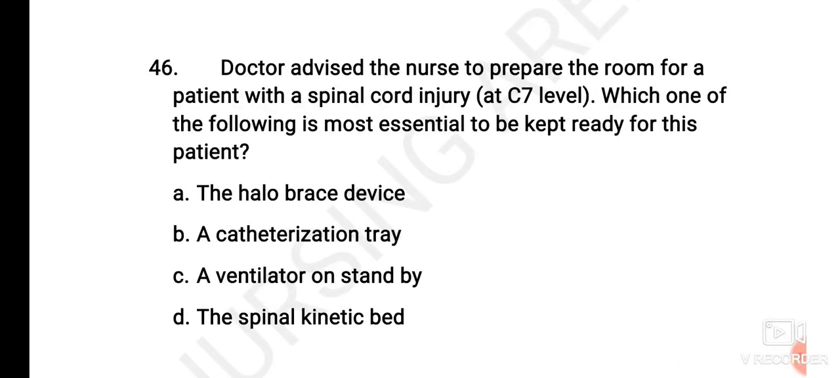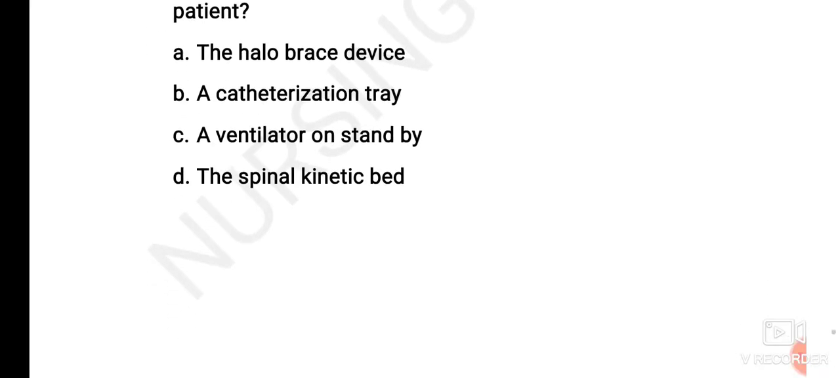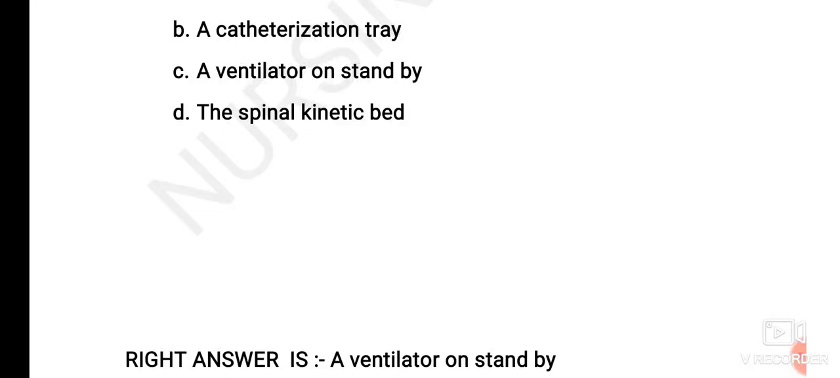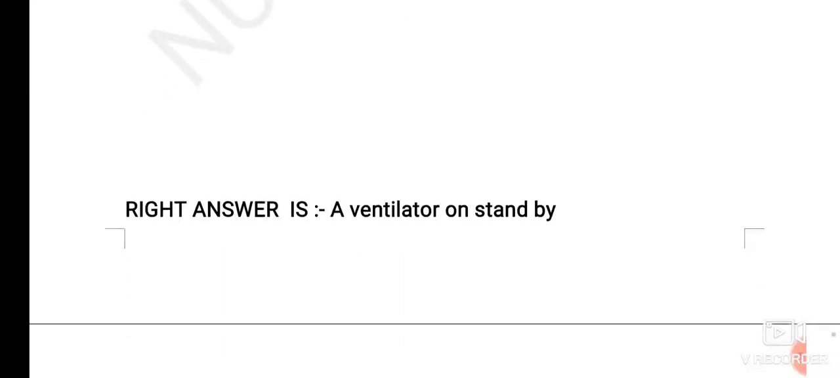Next question. Doctor advised the nurse to prepare the room for a patient with a spinal cord injury at C7 level. Which one of the following is most essential to be kept ready for this patient? The halo brace device, a catheterization tray, a ventilator on standby, or the spinal kinetic bed? The correct answer for this is a ventilator on standby.